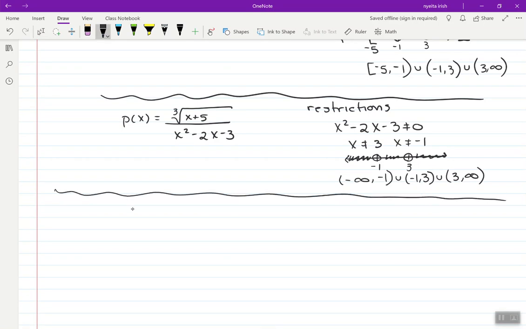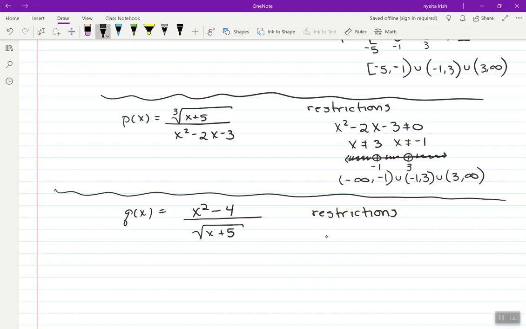Okay, so the very last one, I promise, is what if I have a radical in the denominator? So I have x squared minus 4 over the square root of x plus 5. So I look at my restrictions again. There's nothing in the numerator. There's no radical, square root, nothing. So I don't have a restriction in the numerator, but I do have something going on in the denominator.